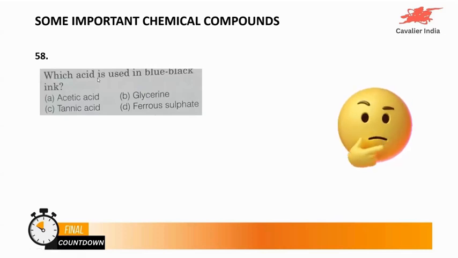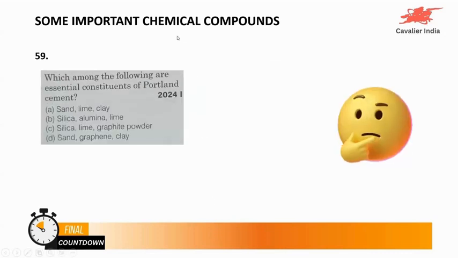That is, tannic acid is used in blue black ink. Okay. Tannic acid is used in blue black ink. Clear, everyone? Which among the following is the essential constituent of Portland cement?